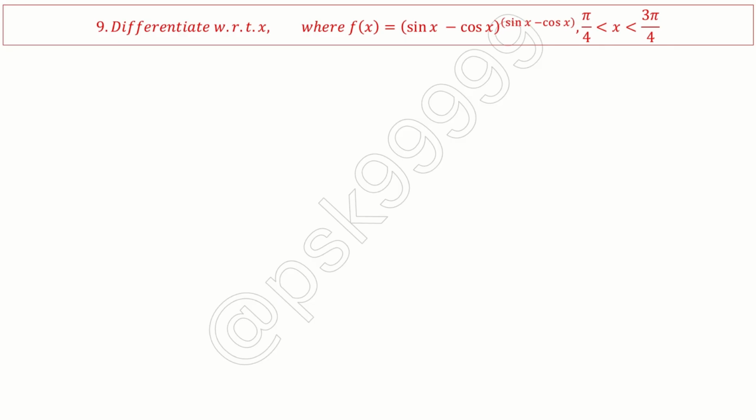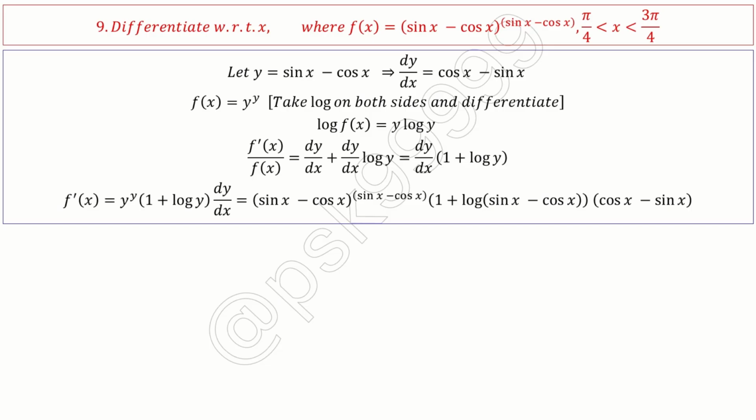Okay, (sin x minus cos x) whole to the power of (sin x minus cos x). You will use logarithm here, because it is in the form of y to the power of y, right? Or I can say this is y. So dy by dx is nothing but cos x plus sin x. So f of x equal to y to the power of y. So I am taking logarithm and then solving. Dy by dx is nothing but this value, so I will substitute it here.